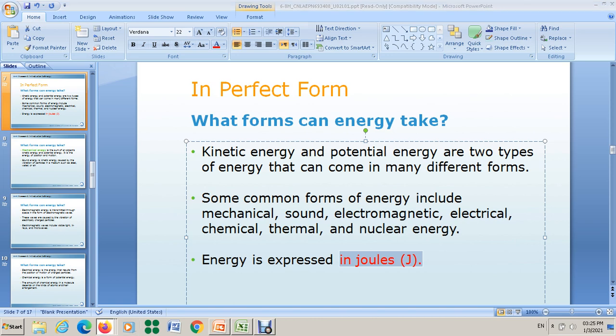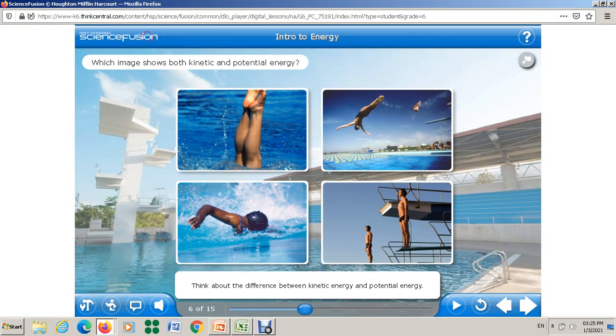Okay, so now let's start talking about forms of energy and the meaning of each one of them. But at the beginning I want to do a review with you by looking at these figures. Which image shows both kinetic and potential energy at the same time? Is it 1? Is it 2? I'm going to give you the numbers. This is 1, this is 2, this is 3, this is 4. Which one of these has both?